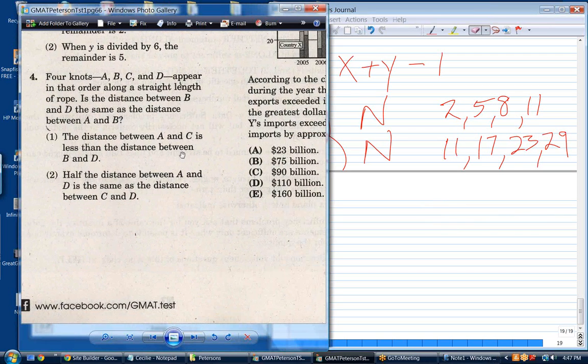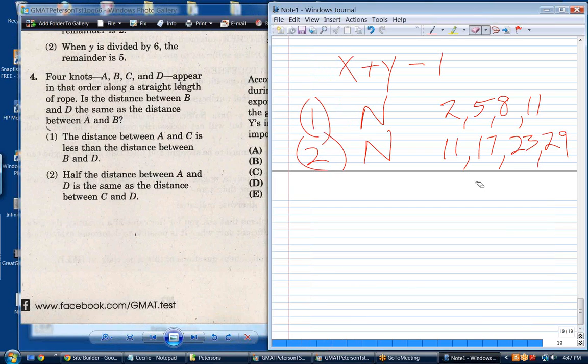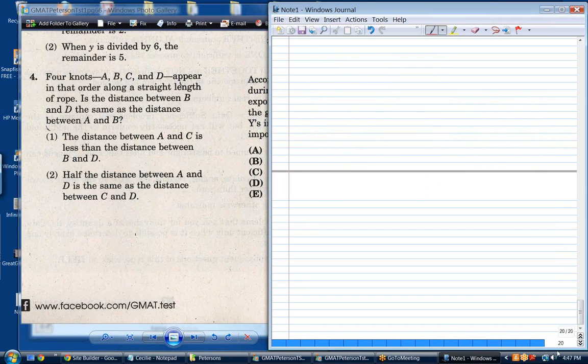Okay, how about number 4? Four knots, A, B, C, and D, appear in that order along a straight length of rope. Is the distance between B and D the same as the distance between A and B? Obviously, that's not to scale, but they're in order like that. The distance between A and C is less than the distance between B and D.